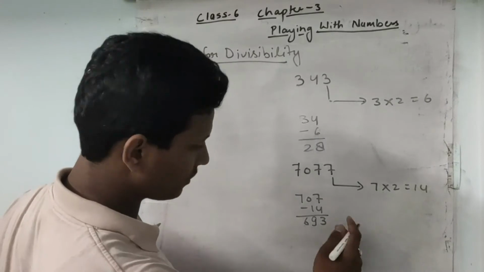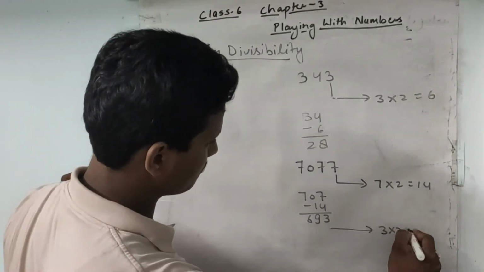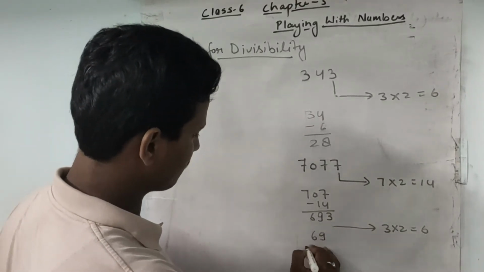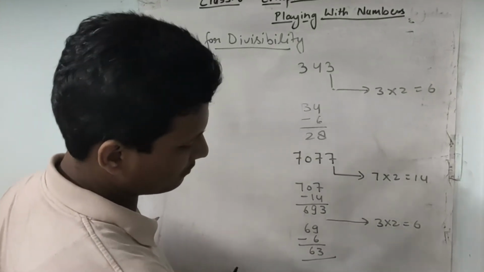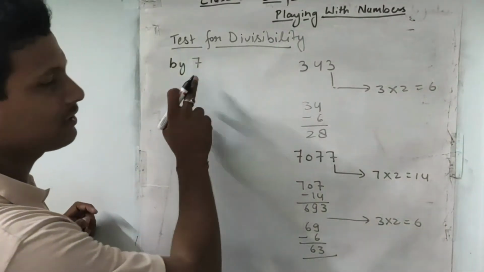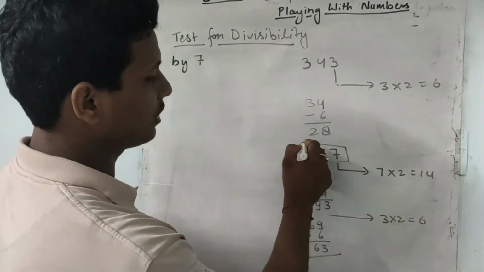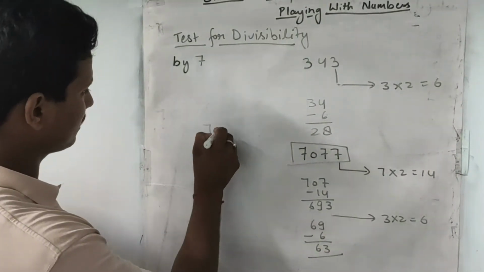Just repeat the process. Take out the unit digit, multiply by 2, subtract from the remaining digits, that is 63, and then check it by 7. So 63 is divisible by 7, 7 9s are 63. Then we can say that 7077 is also divisible by 7. If you want to check, then you can check it.